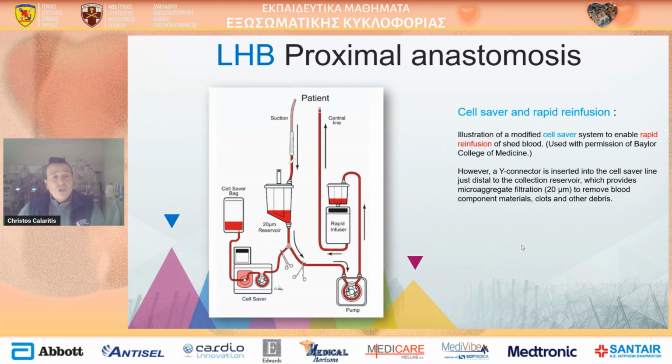During this procedure, another portion of our responsibility as perfusionists is to make sure that we have a blood collection device and a rapid infuser, to make sure that we're able to recuperate the blood that is going to come back from the surgical field while the surgeon is proceeding to open the aorta and repair the affected area.